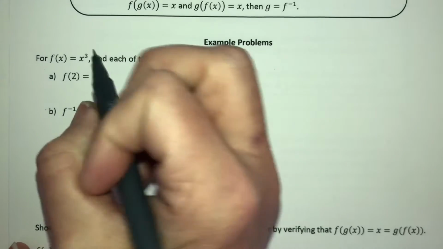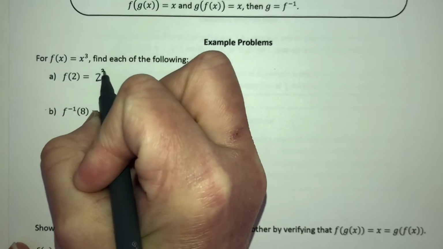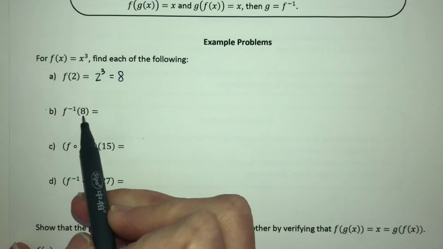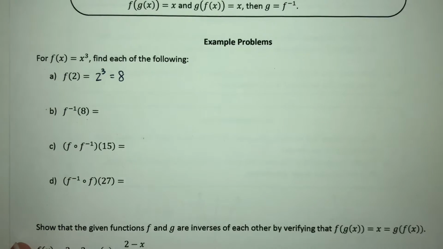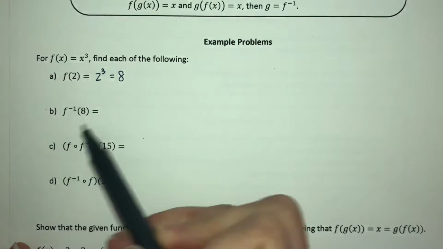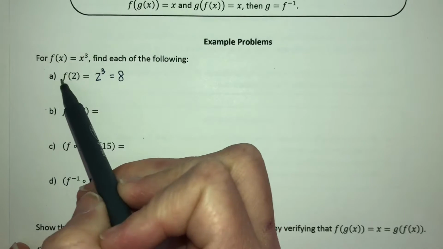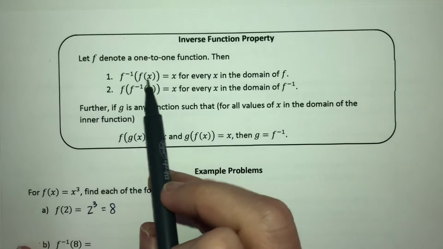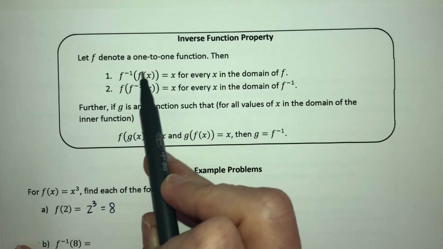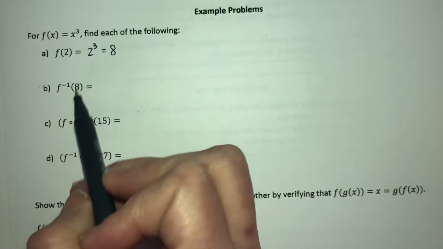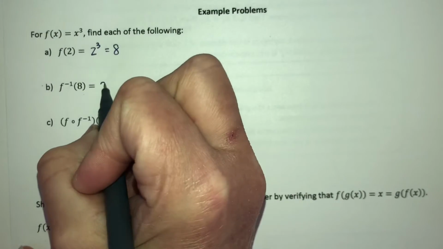F of 2, okay, so that would be 2 cubed, which is 8. Okay, f inverse of 8. We haven't yet talked about how to change this into the inverse function, but this is about a concept. If I plugged in 2 and I got 8, now I should be able to take this 8 and plug it into the inverse and get 2 again.